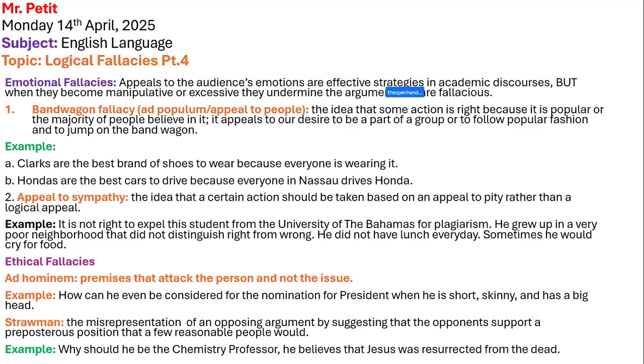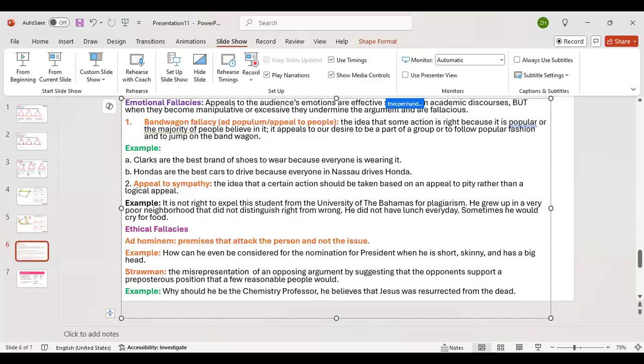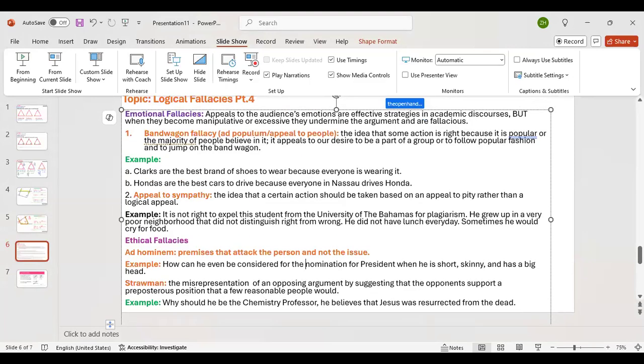Which type of fallacy gets your emotions involved? Appeal to sympathy. Very good. Which type of fallacy associates you with an idea that only few people would believe in? What type of fallacy is that? Straw man. Very good. Ethical? No, ethical is a group of fallacies.